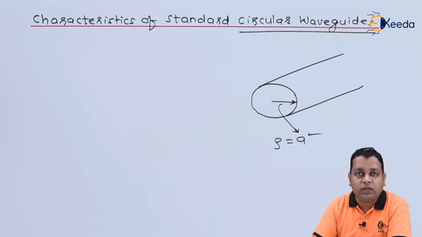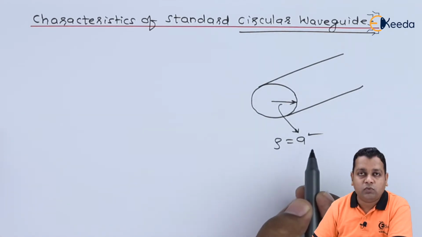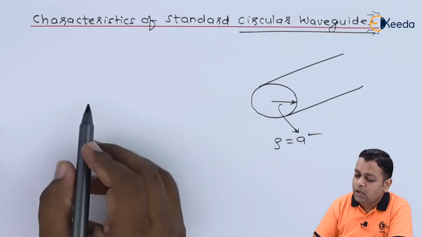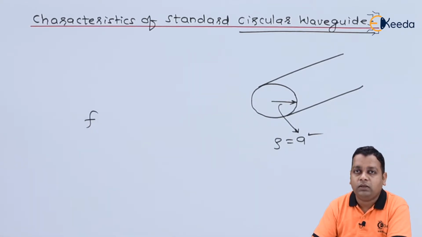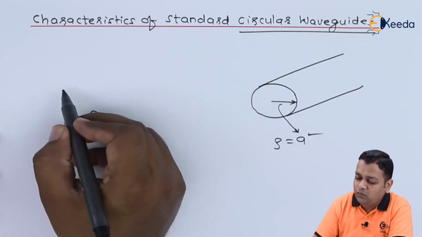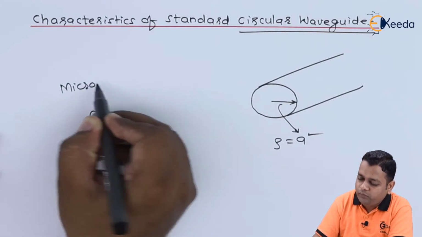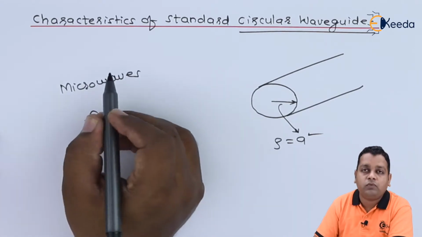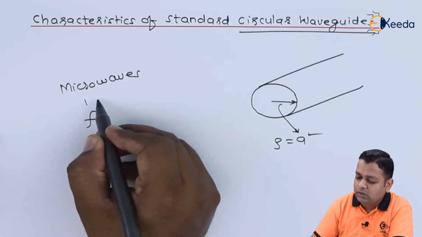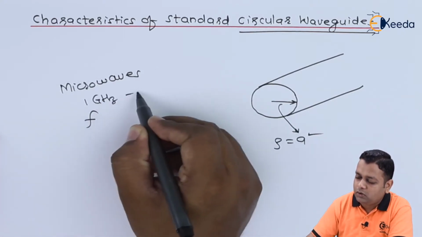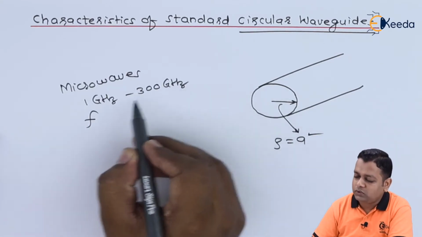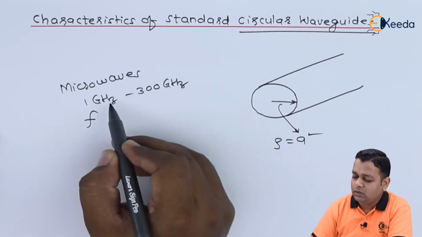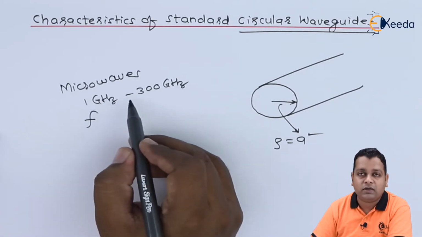So the question was whether the internal dimension small a has any relationship with the operating frequency denoted by F of the waveguide. The answer is yes. As we are working with microwaves here, we know that for microwaves the frequency range is from 1 gigahertz to 300 gigahertz. So this is a very wide range, and we can have any kind of variation across this complete range.